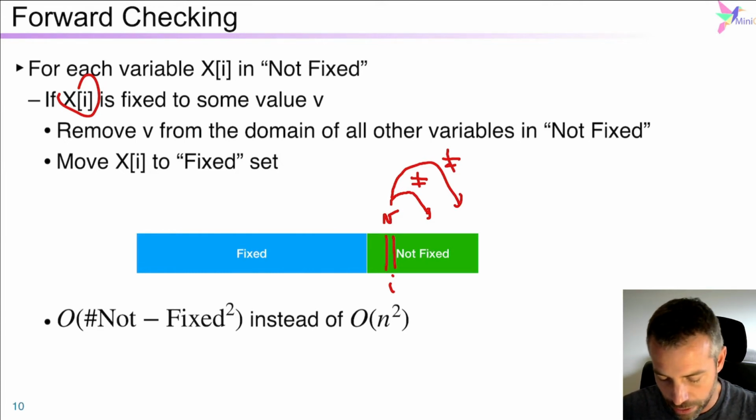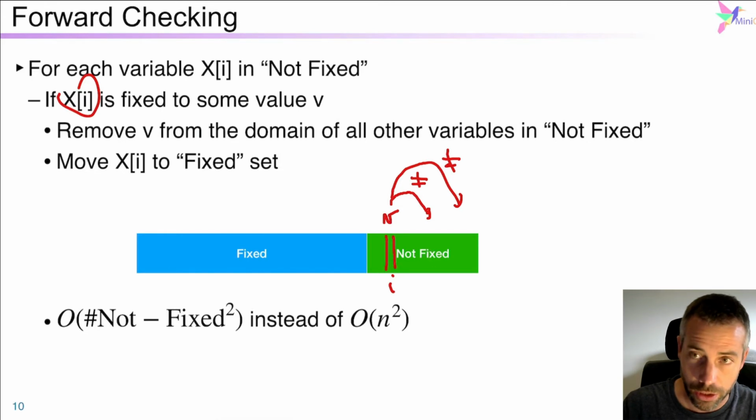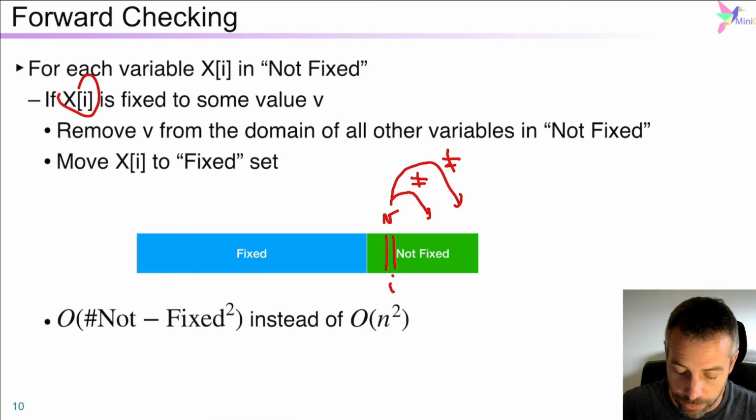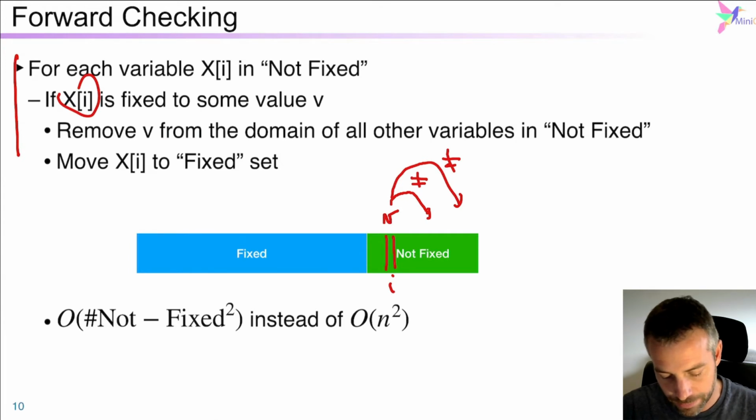Okay, we will not consider again the removal from the not fixed set of a variable just detected as fixed, because we know that these ones are already safe. We only have the loop here that considers the not fixed set.